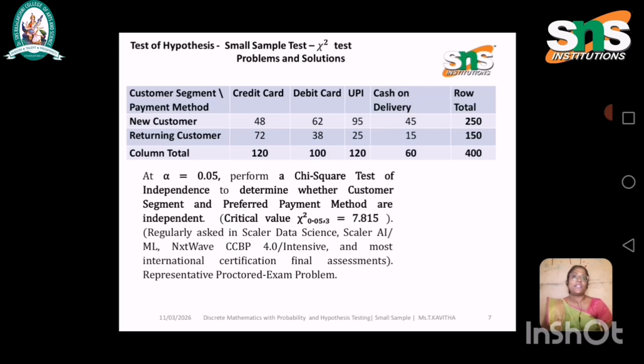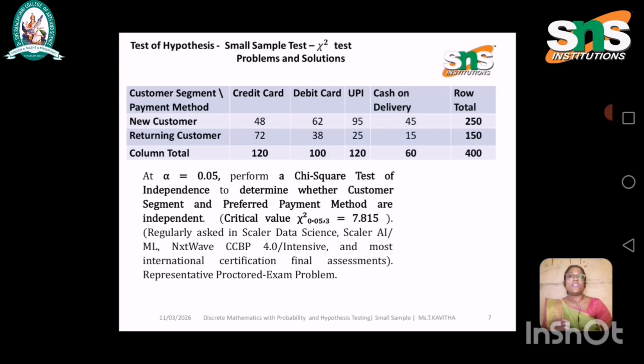Customer segment, credit card, debit card, UPI, cash on delivery. Four columns and 2 rows are given: new customer and returning customer. New customer for credit card is 48, debit card is 62, UPI is 95, and cash on delivery is 45. The total for new customers is 250.